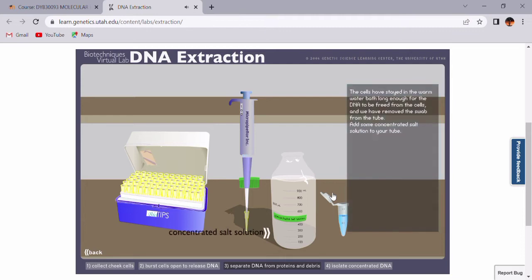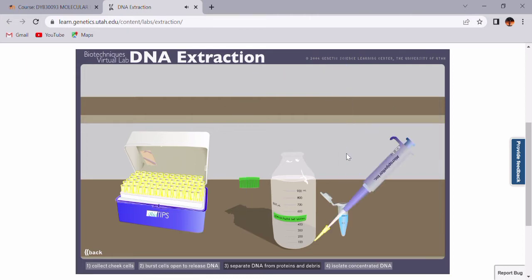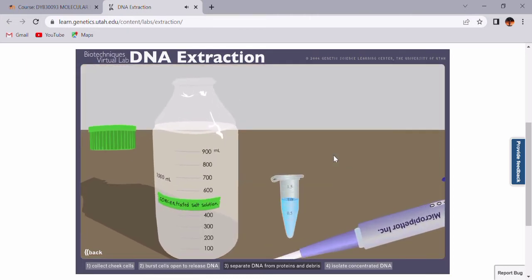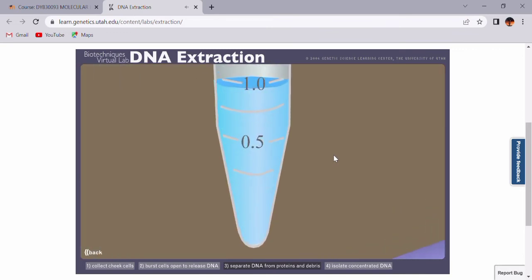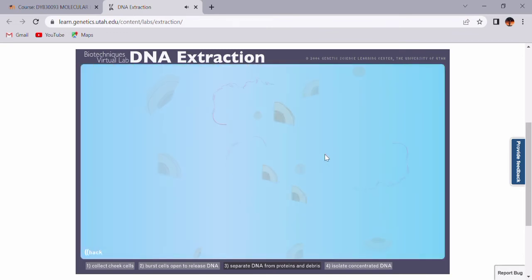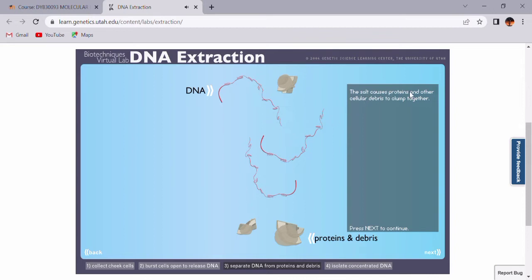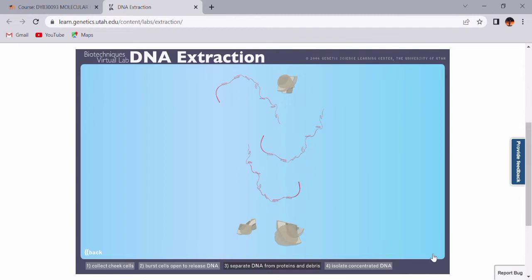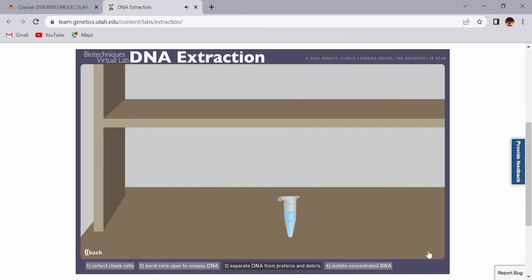The cells have stayed in the warm water long enough for the DNA to be freed from the cell, and we have removed the tube from the water bath. Next, add some concentrated salt solution to your tube. The salts cause protein and other cellular debris to clump together.